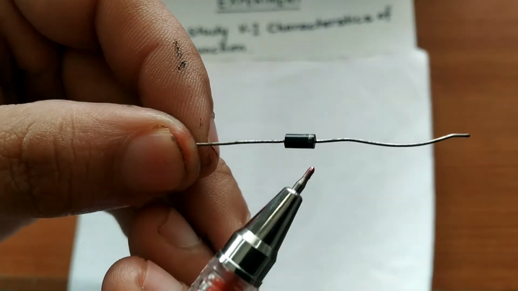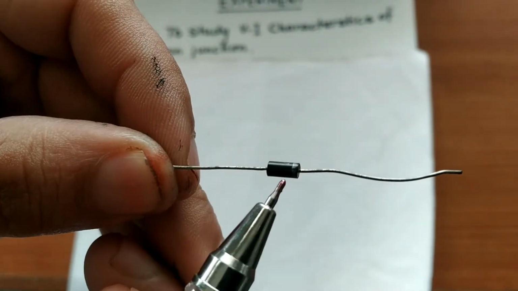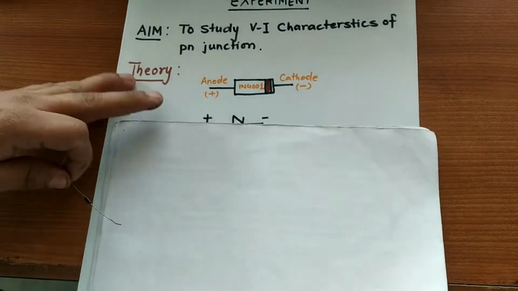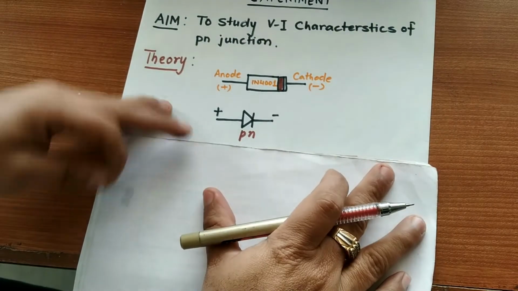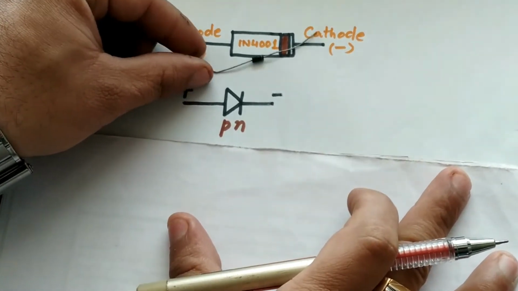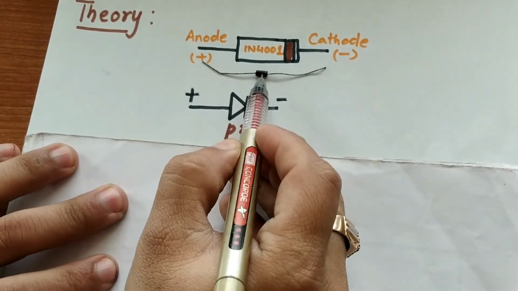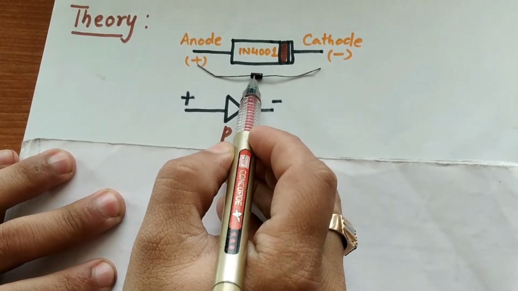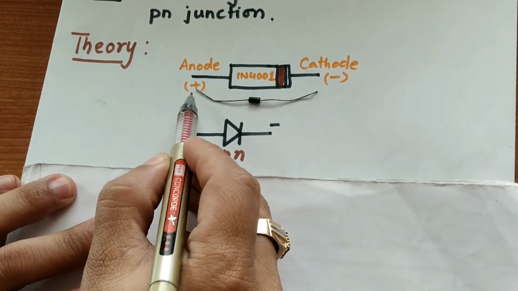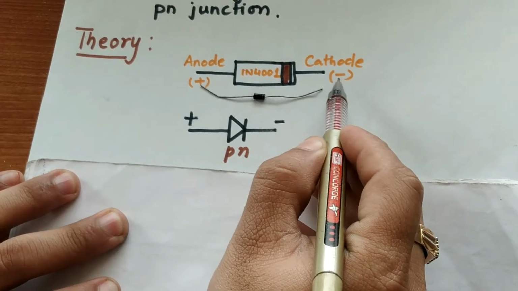You can easily see we have this silver coated part here. This is the negative part and this black portion is the positive part. This is how we represent a diode. If I put this diode here, you can see that this black portion is the anode. I have taken an IN4001 diode. The black portion is your anode, which is known as the positive terminal, and this silver coated part is the cathode, which is known as the negative terminal.